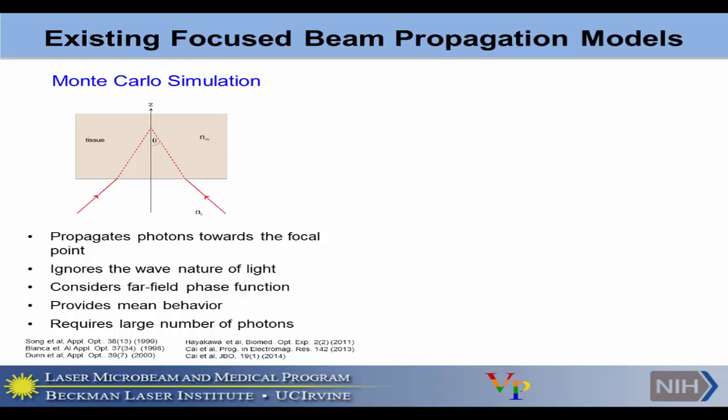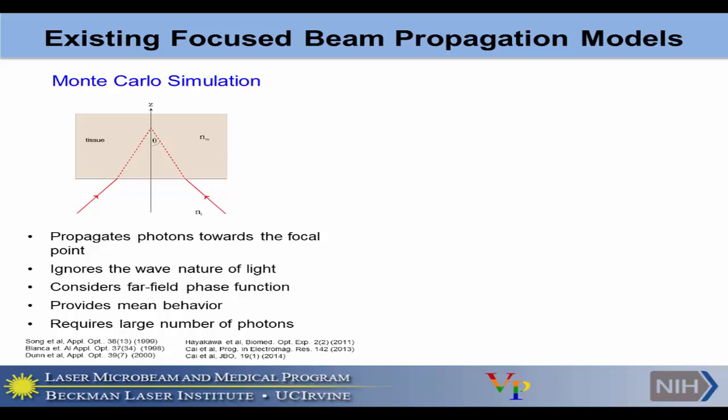The first thing is to look at what the existing models are for focus beam propagation. One technique is Monte Carlo simulation. Even though Monte Carlo simulation is a solution to the RTE and it uses neutral particles, people are using this. In this case, the photons start from the surface and propagate toward the center. When we use Monte Carlo simulation, we ignore the wave nature of light, so we don't consider light diffraction or interference.